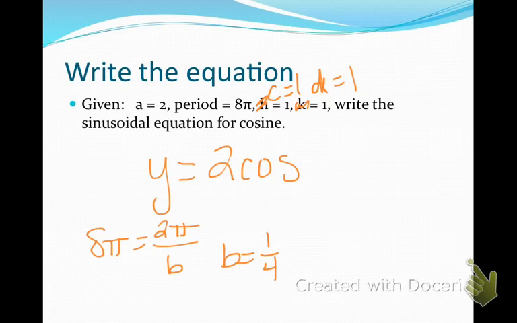So we have a B value of 1/4. We have a C value of 1. And we have a K or a D value of 1 as well. So there's the full equation.